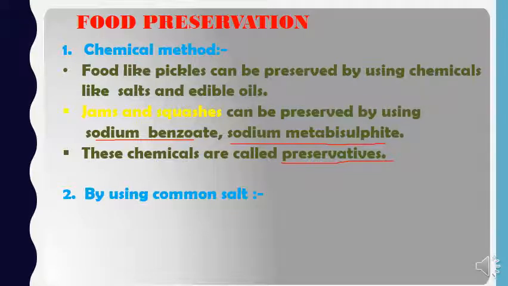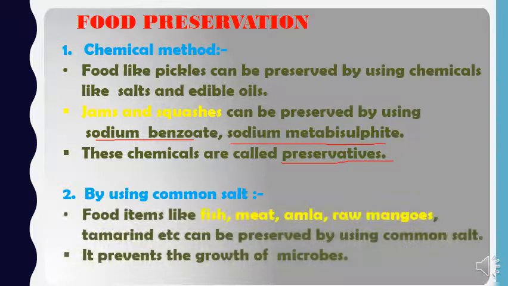Second technique is by using common salt. Now salting has been a preservation technique since a very long time. And food items like fish, meat, amla, raw mangoes, tamarind, etc. can be preserved by using common salt. We are storing amla and fish and meat by salting them, and that's how they are transported from one place to another place without getting spoiled during the journey.